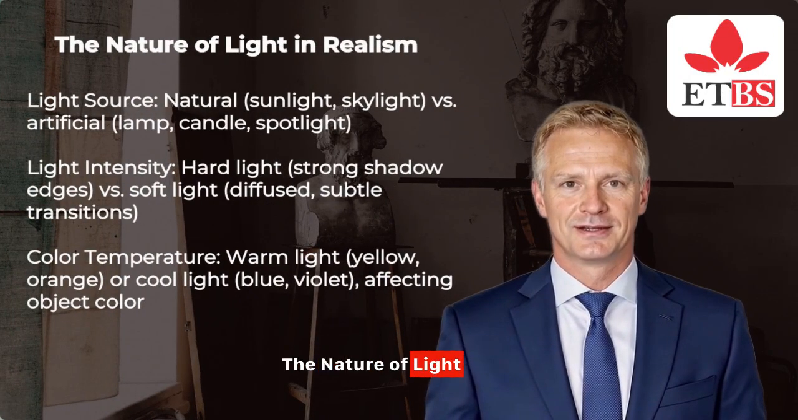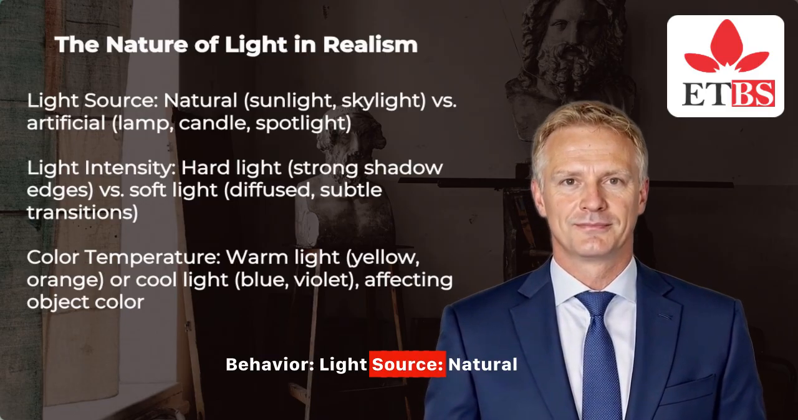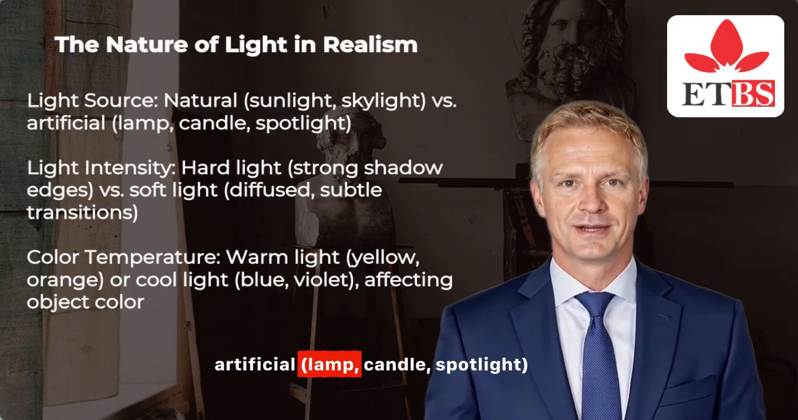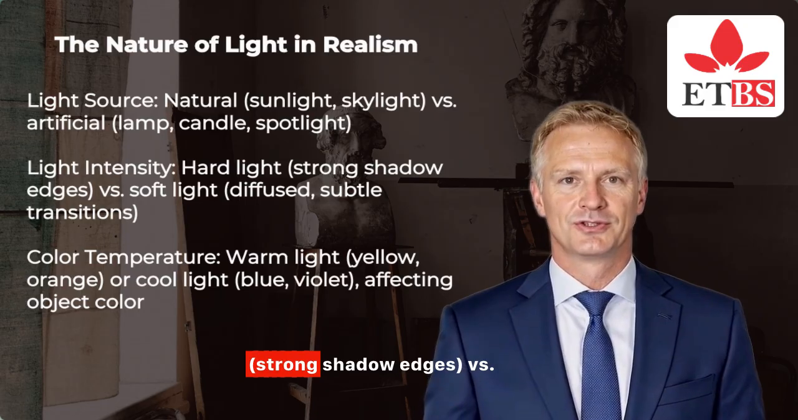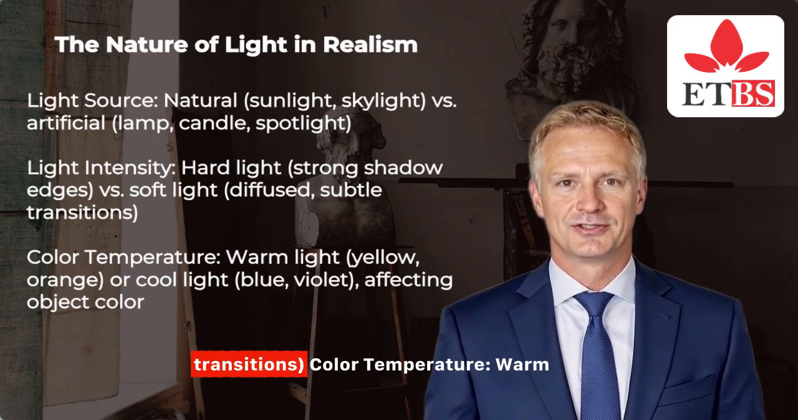1. The nature of light in realism. Understanding light behavior. Light source: natural, sunlight, skylight, versus artificial, lamp, candle, spotlight. Light intensity: hard light, strong shadow edges, versus soft light, diffused, subtle transitions.